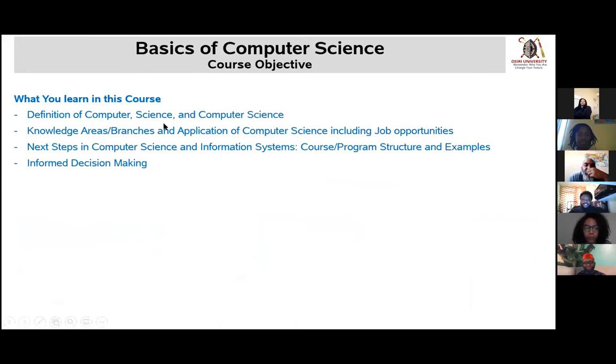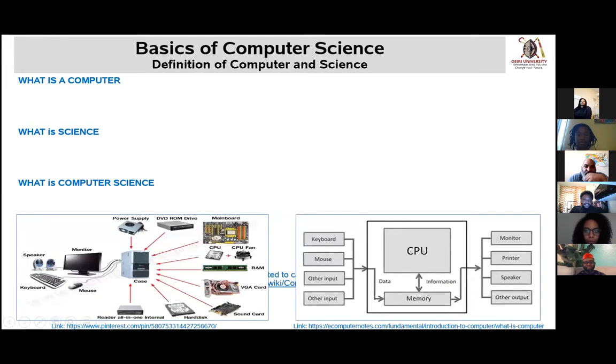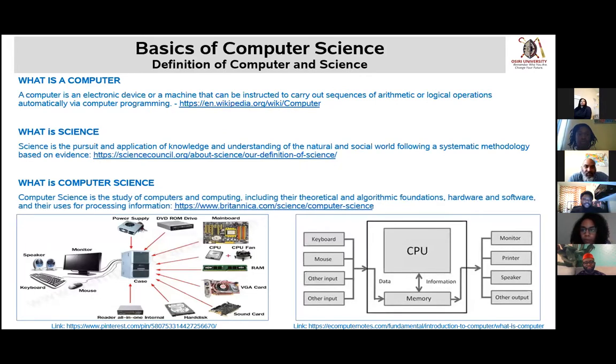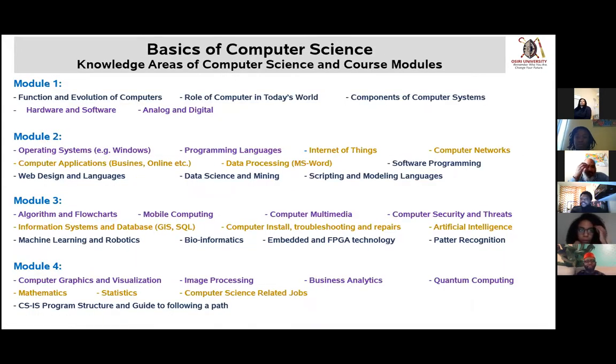So these are the things I just explained, that we do the definition, we talk about the different areas and the next steps you need to take. And these are all the definitions I just gave about computer science, and an example of what it looks like. A lot of you are familiar with all this, the keyboard, the system unit, and the monitor. But one major focus is that you're going to be introduced briefly in all these areas of computer science.